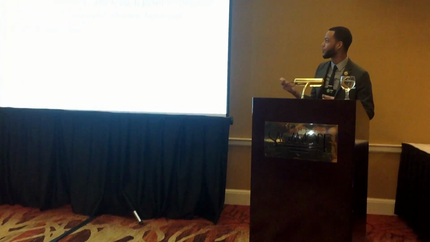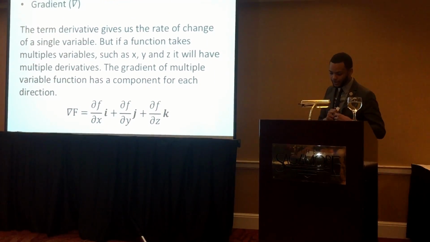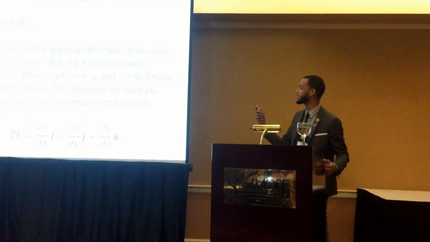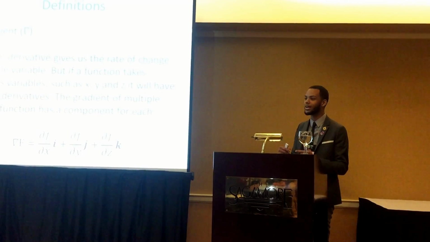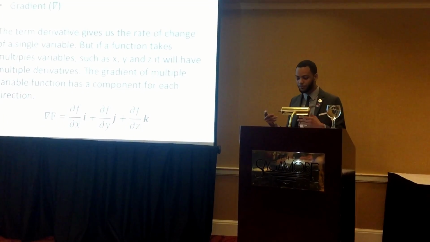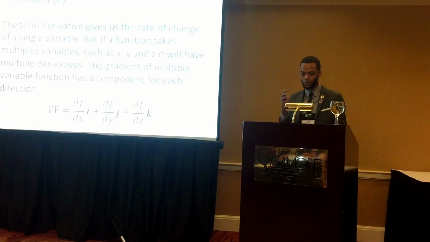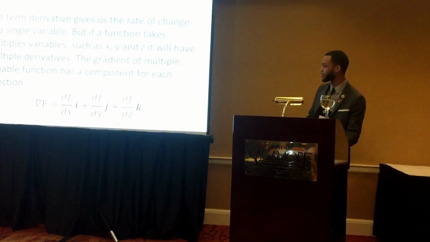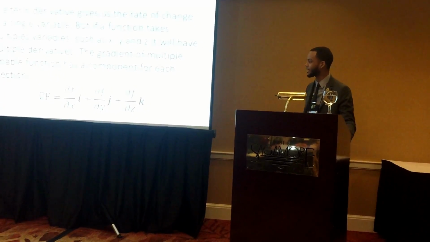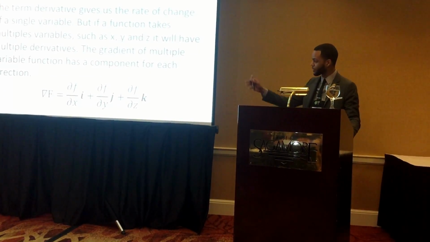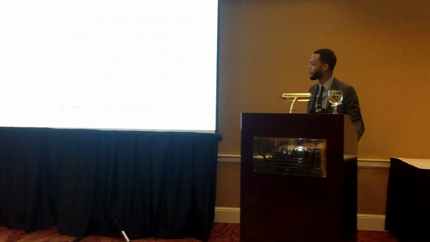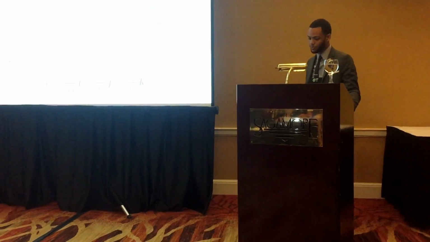Number 2 is the gradient. The term gradient gives us the rate of change of a single variable. But if a function takes multiple variables such as x, y, and z, it will have multiple derivatives. The gradient of a multivariable function has a component for each direction. As we can see in our formula, the gradient of f is the partial derivative of f over dx i, plus the partial derivative of f over the partial derivative of y j, as we can see for k as well.